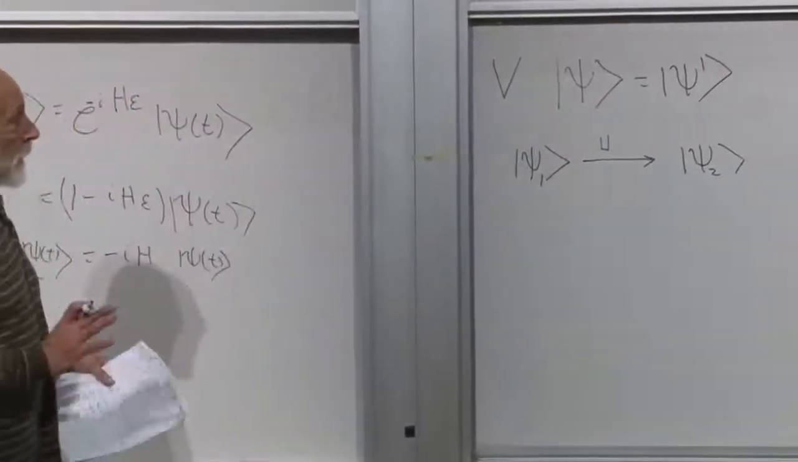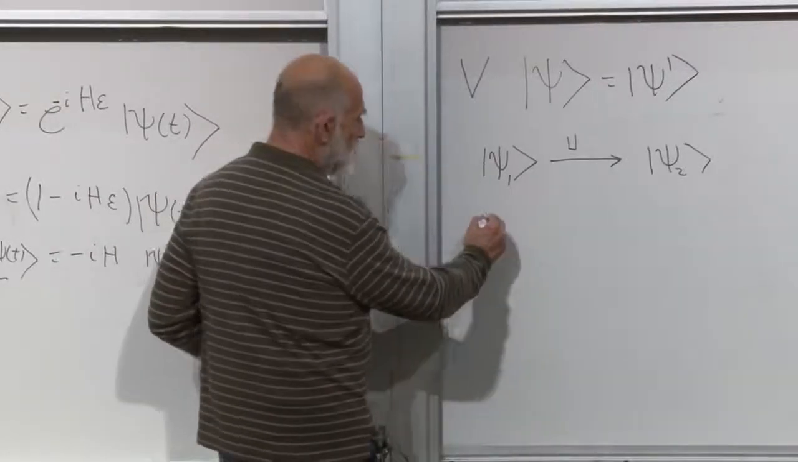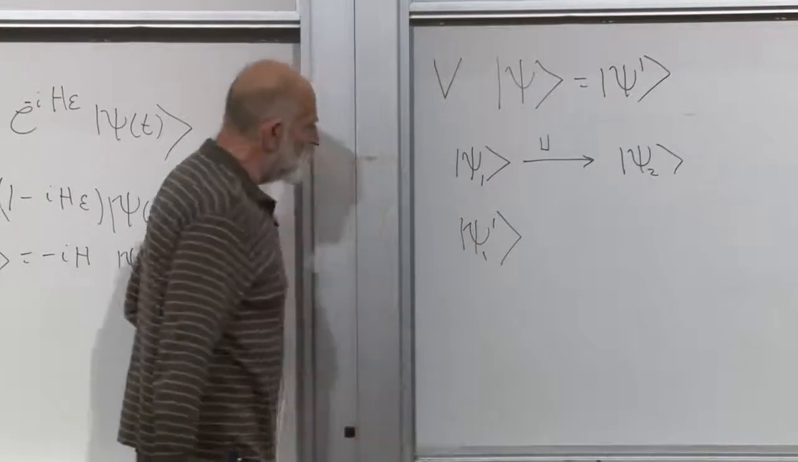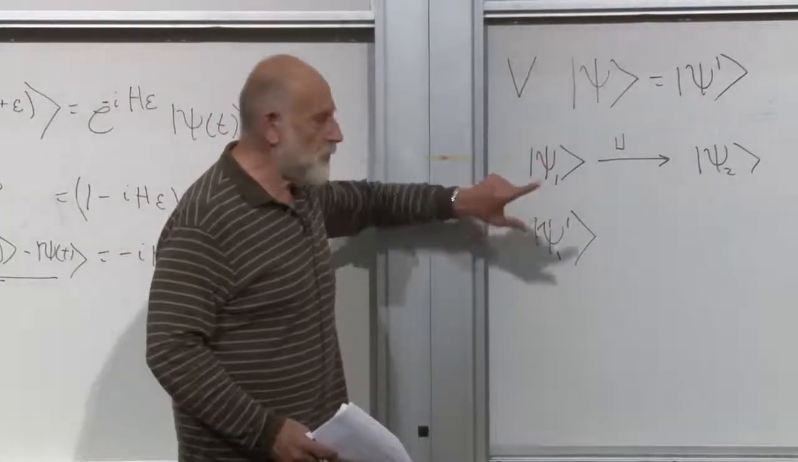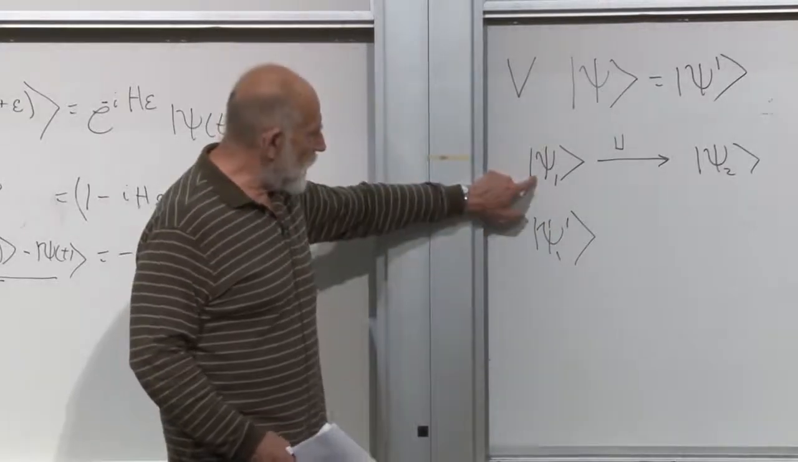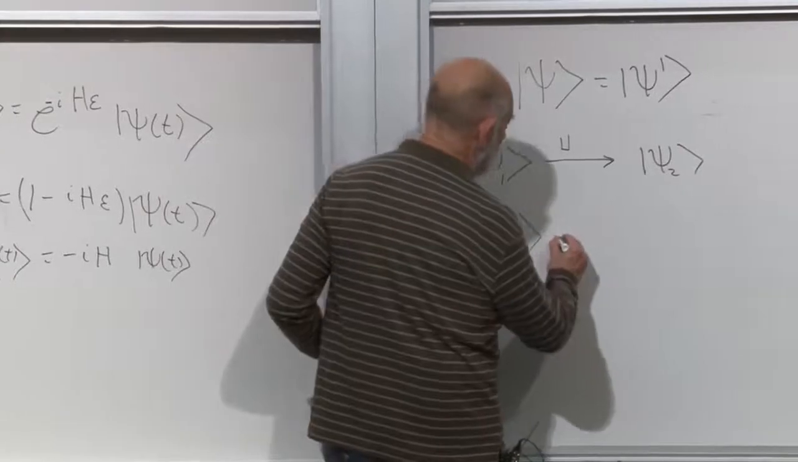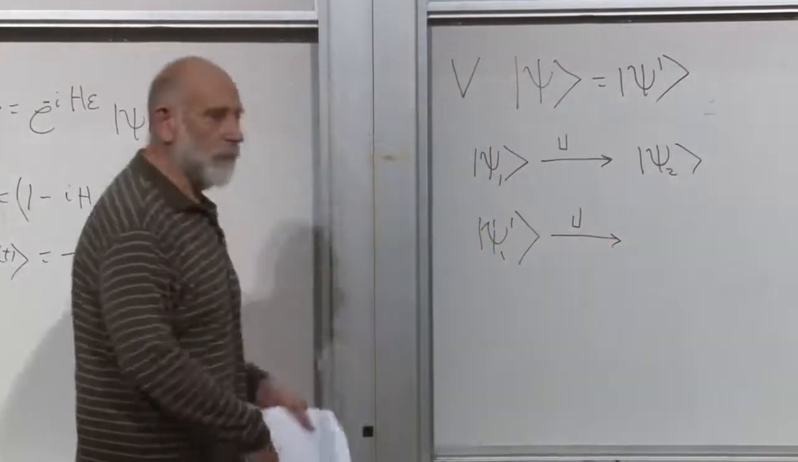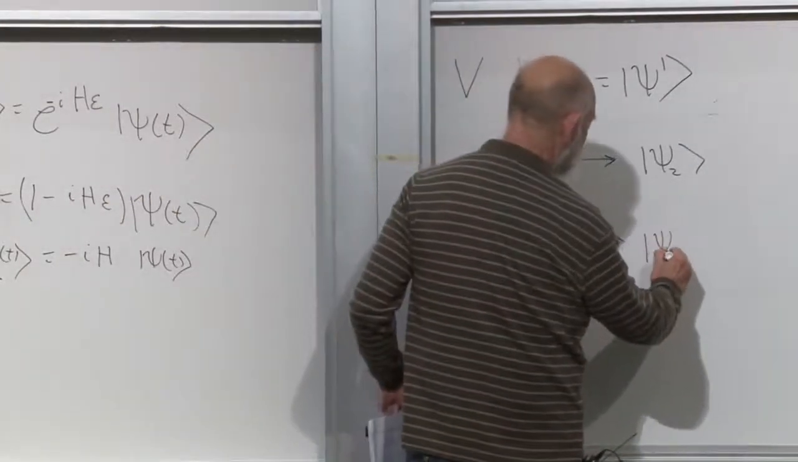Okay, here's what I maintain. If there really is a symmetry, then psi 1 prime, if we were talking about rotations, then psi 1 prime is just the rotated state of psi 1. Psi 1 prime will evolve to the rotated version of psi 2.